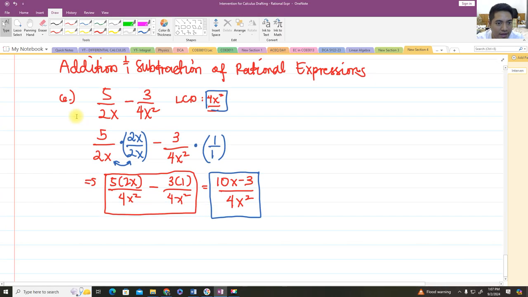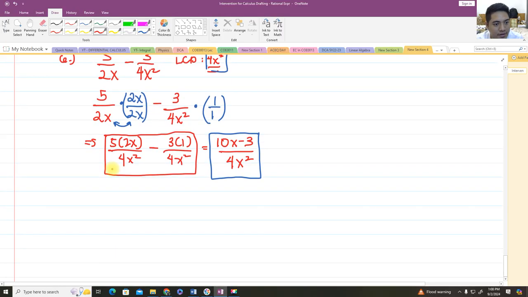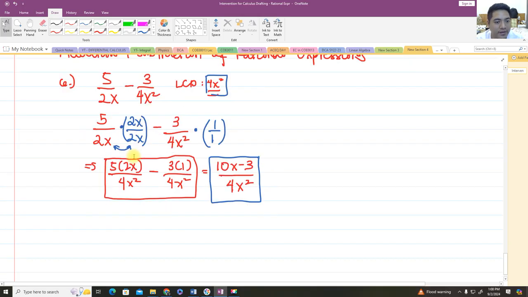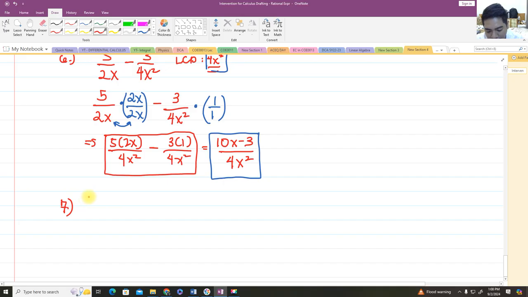Again, we have to find the LCD. Some of the techniques being done, sometimes they cross multiply, but take note that if the LCD is already 4x squared, you're going to have 4x squared. There are many ways, but the number one thing here is to make the denominators the same. So let's have 3a all over bc plus 2b all over ac.